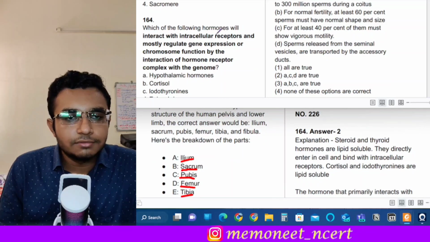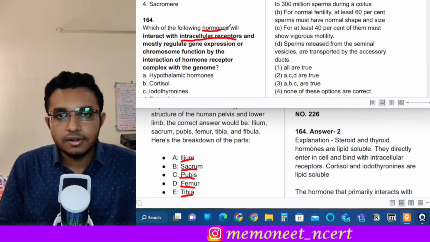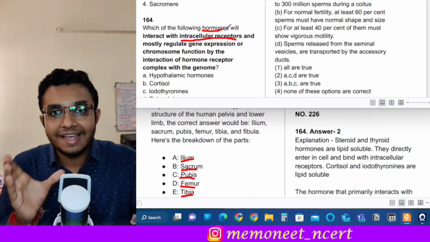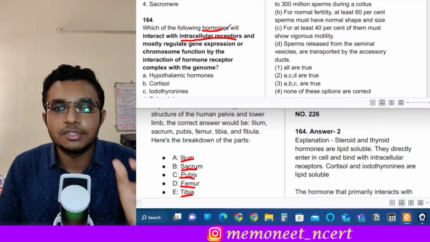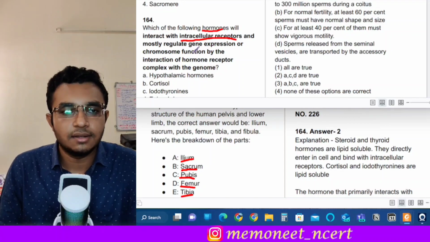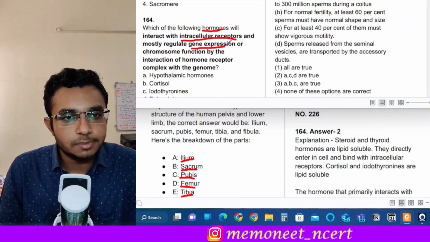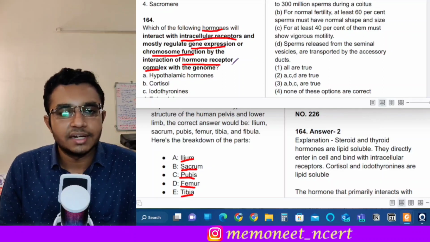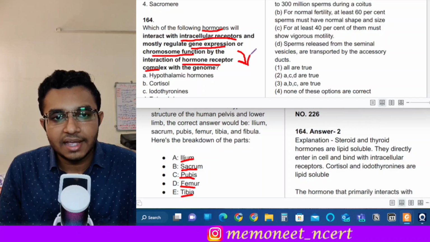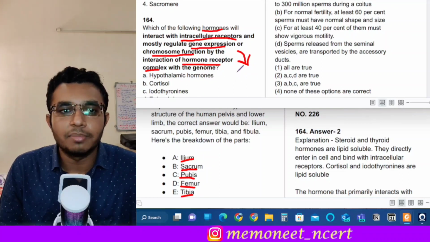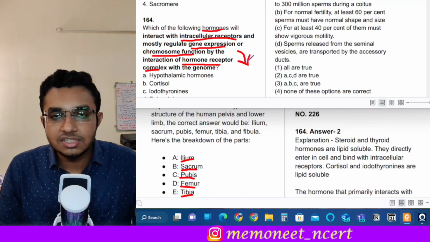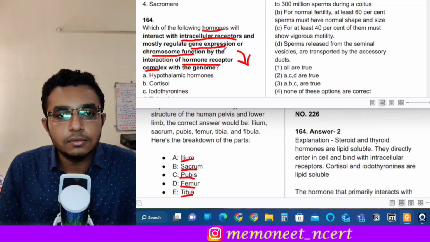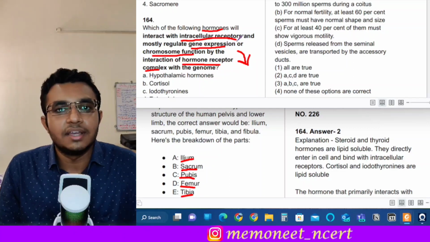164. It states that which of the following hormones will interact with the intracellular receptors, okay? Why is it saying intracellular receptor? Because it is asking about the hormone which will enter inside the cell and react with the receptors which are present inside the cell. So it is telling intracellular receptors and mostly regulate the gene expression or the chromosome function by the interaction of hormone receptor complex with genome, okay? So in this process, what happens is that the hormone enters inside the cell and it forms the hormone receptor complex, and this hormone receptor complex produces changes in the DNA or the gene, and due to these changes in the gene expression, there will be changes in the proteins.